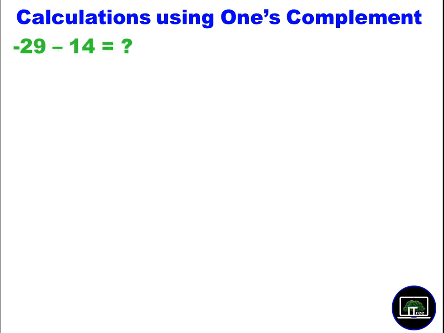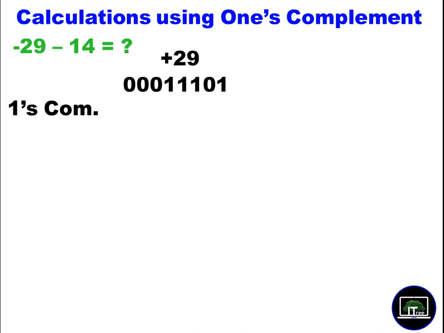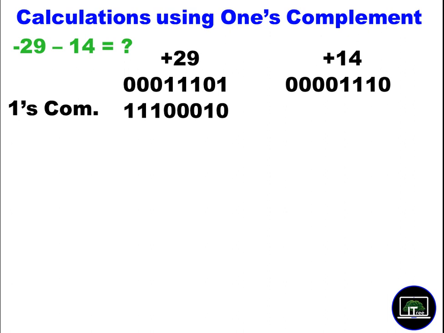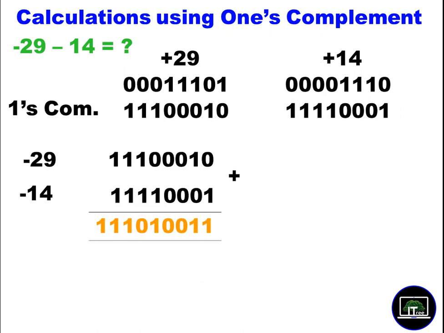We take one more. Minus 29 minus 14. So plus 29, we need to convert to 1's complement. We invert the number. Plus 14, we want to convert it. We are inverting the number. Now we are adding together. We add together. So now, a very special case.